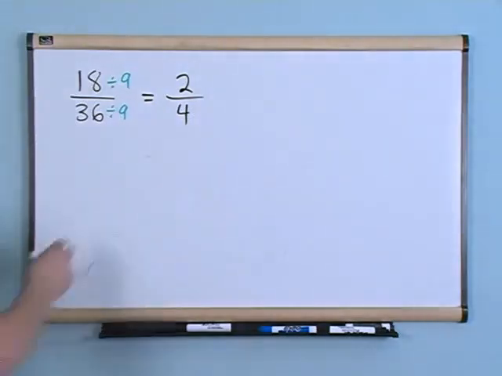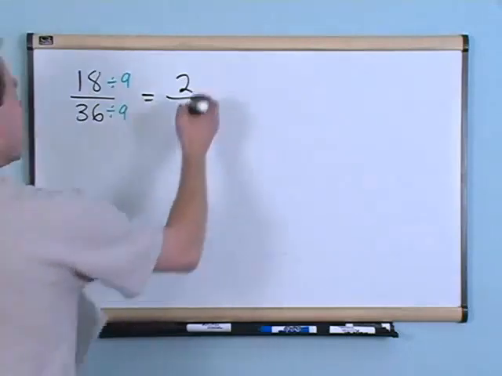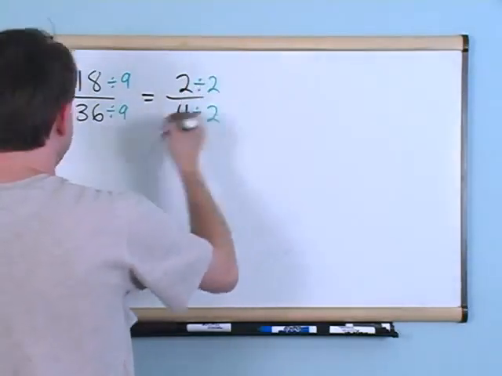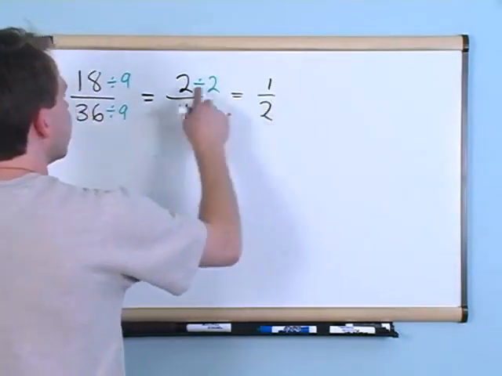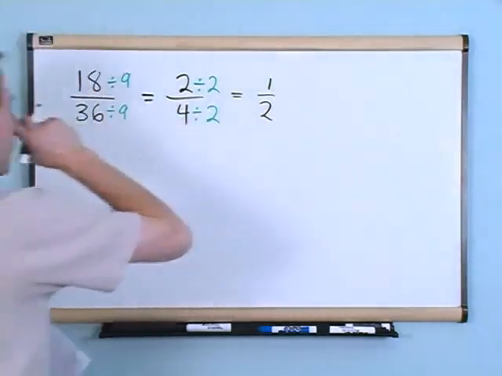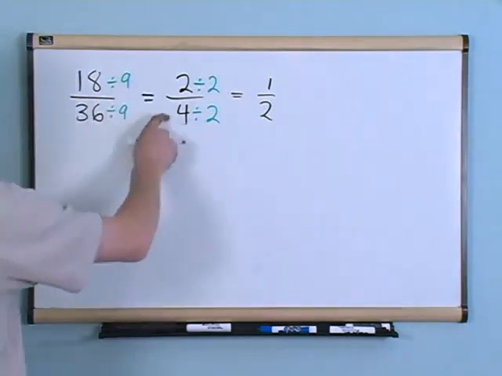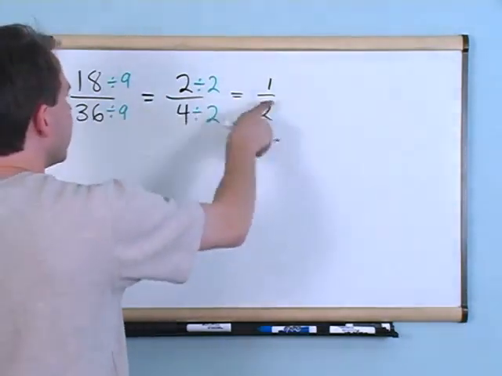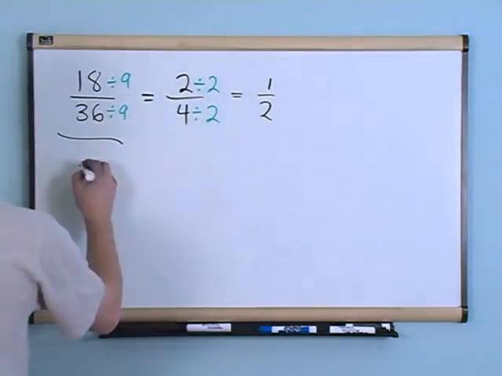Okay, now I'm left with a fraction that I can further simplify, because I can divide the top again by 2 and the bottom again by 2. And that is going to give me 1/2, because 2 divided by 2 gives me 1, 4 divided by 2 gives me 2. So notice that you just pick the first number you can that's going to divide evenly, and then if you're left with something else that you can further work with, do it again. Pick a different number, and then you'll eventually arrive at something that you can't simplify anymore.